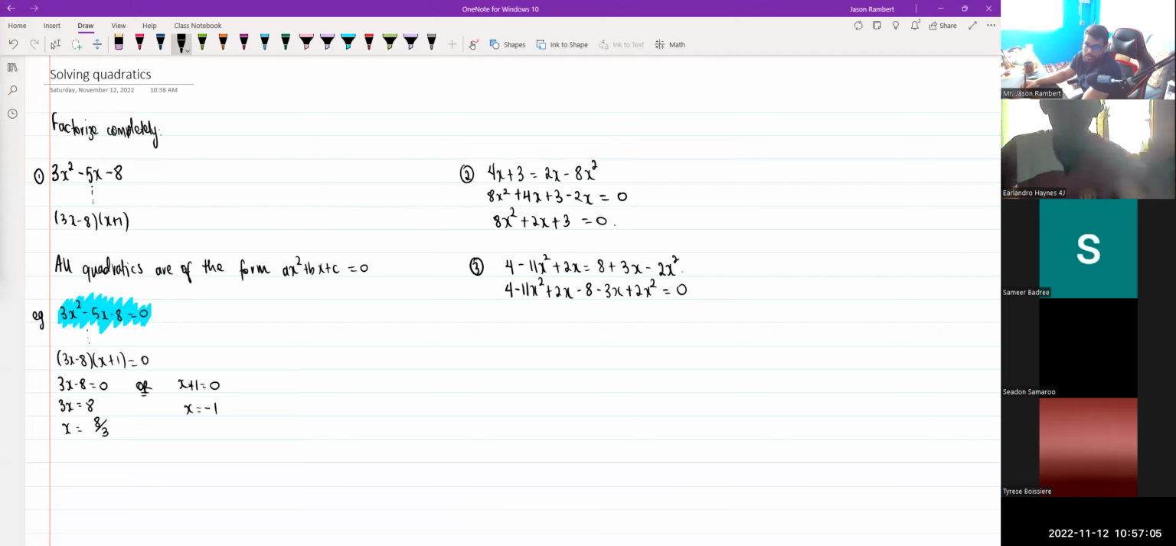Now I can add the x squareds to the x squareds, x's to the x's, and so on. So I can do that here. I have minus 11x squared plus 2x squared. I have 2x minus 3x, and I have 4 minus 8. So I can add those terms together. Minus 11 plus 2 is minus 9x squared. 2 take away 3 is minus x. And 4 take away 8 is minus 4, is equal to 0.